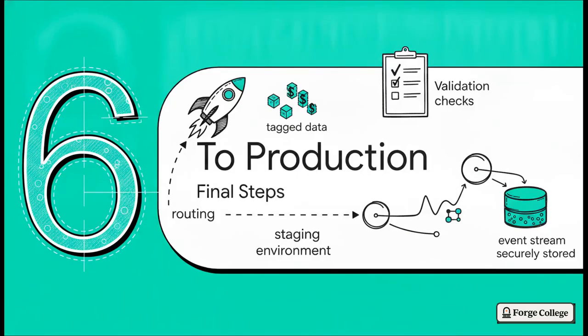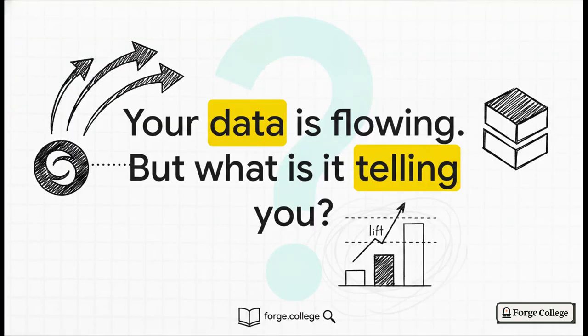And finally, Section 6, from blueprint to production. So the pipes are built, the data is tagged, you've passed your QA checks, and your event stream is flowing beautifully. But here's the ultimate question. What is that data actually telling you? How do you mathematically prove that your 8% lift is a guaranteed win and not just some random fluke on the blockchain? Well, I'm going to leave you hanging on that thought because that leads us perfectly into our next explainer on analyzing results and computing lift.